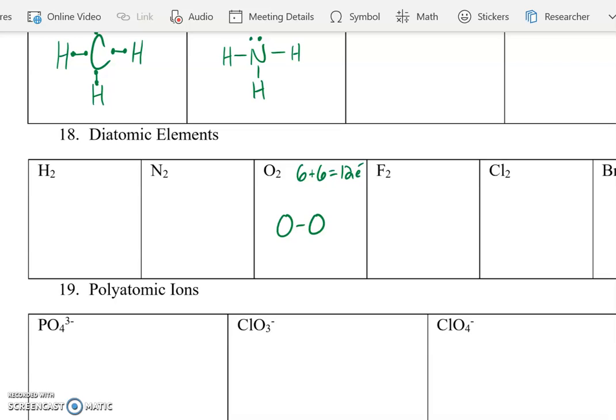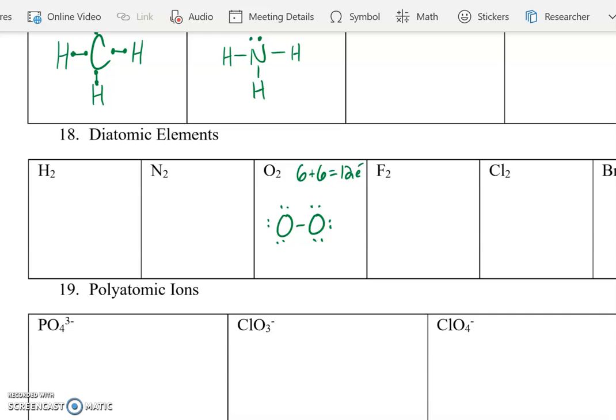So we need to add electrons around each oxygen so that each one satisfies the octet rule. So oxygen on the right has 2 electrons shared in the middle. I'm going to add another 2, 4, 6, so that the oxygen on the right has a share of 8 electrons. Same thing with the oxygen on the left.